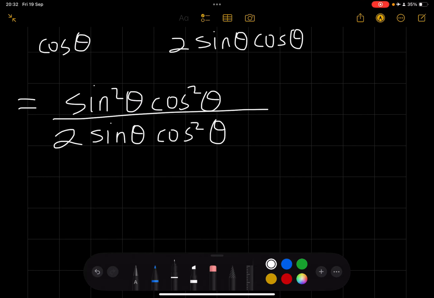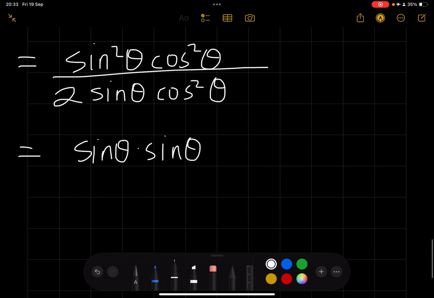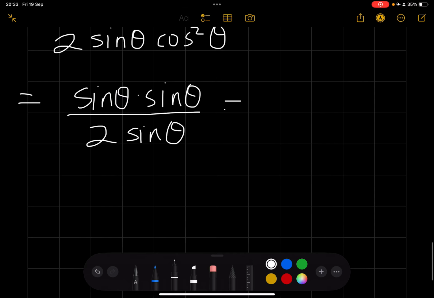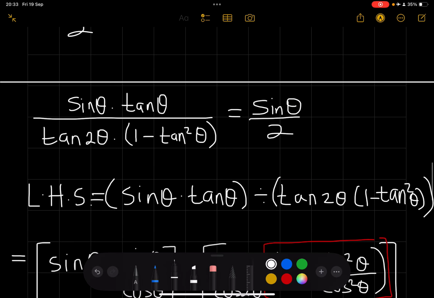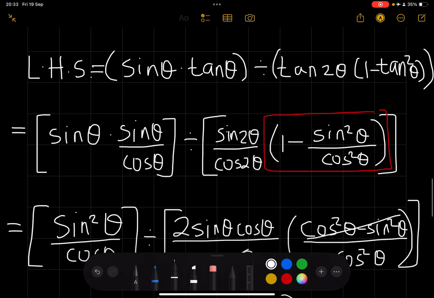Then the cos squared cancels. And then on top you have sine theta multiplied by sine theta, that is sine squared theta, over 2 sine theta. You can see one of the sine thetas cancel. We are left with sine theta over 2, which is the right hand side. And the identity has been proven indeed that it's sine theta over 2.